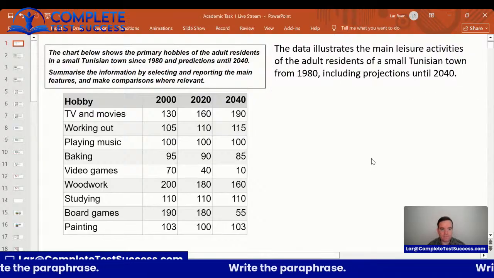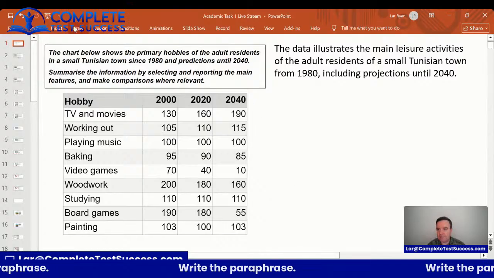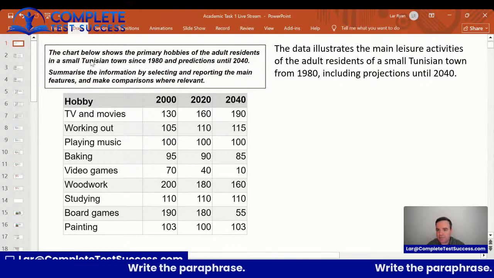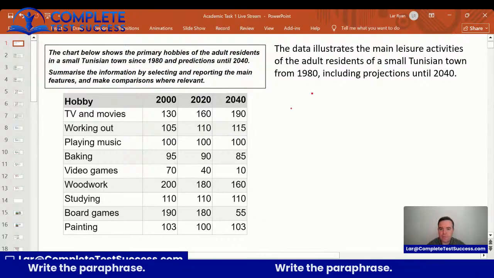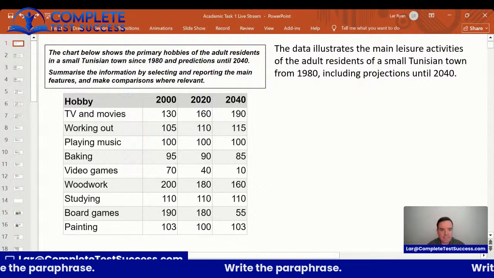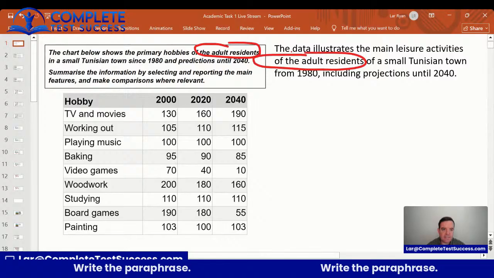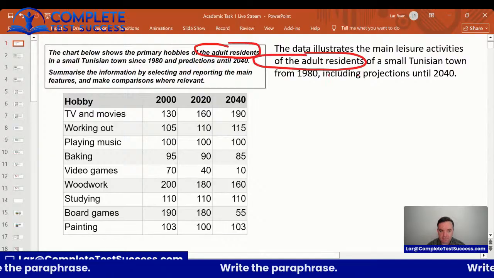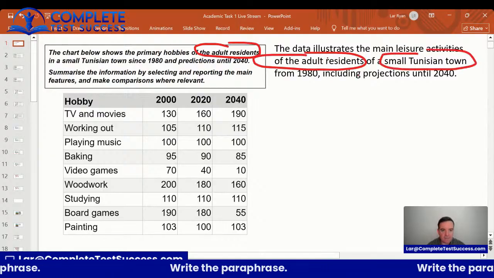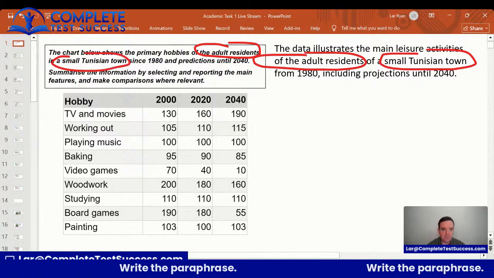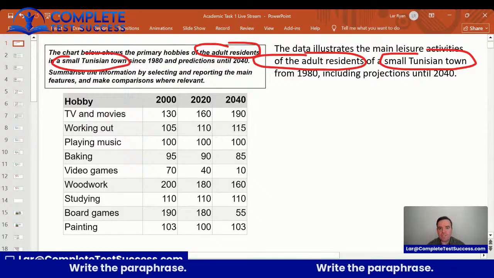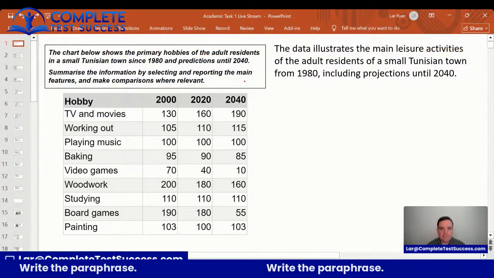All right, very good. So what you'll see as well, and this is where I see a lot of students struggle when they're paraphrasing, is that they try to change too many words. But what you'll see is a lot of the language has been copied. Like here we have of the adult residents, of the adult residents. That's fine. If you don't know how to change it, that's okay. Don't overdo it. Don't feel like you have to change every word. A small Tunisian town, a small Tunisian town. So we copied that as well. So yes, of course, we're changing as much as we can, but don't feel that you need to change everything.